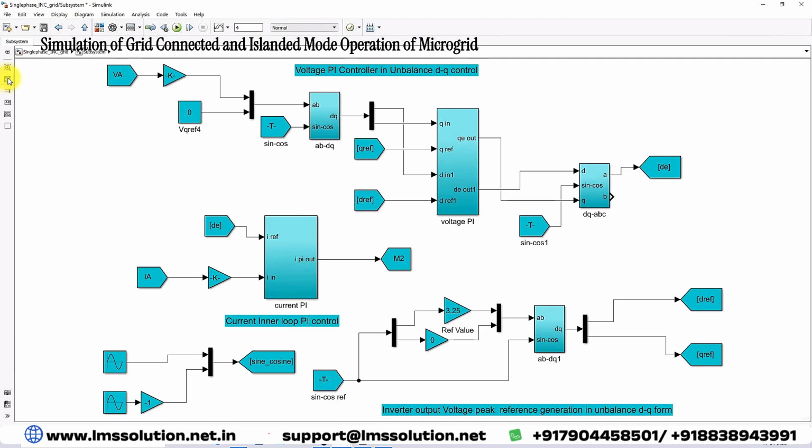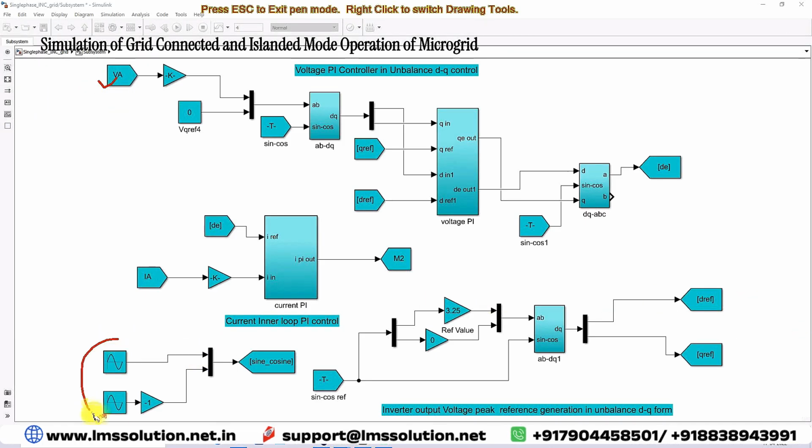For that we need to measure the voltage of the load. Before that, you have to generate the sine and cosine waveforms. We generate the reference sine wave and cosine wave, and here you have to measure the actual load voltage. Here we have the A phase and neutral voltage, that means phase voltage and neutral voltage will be converted into dq form.